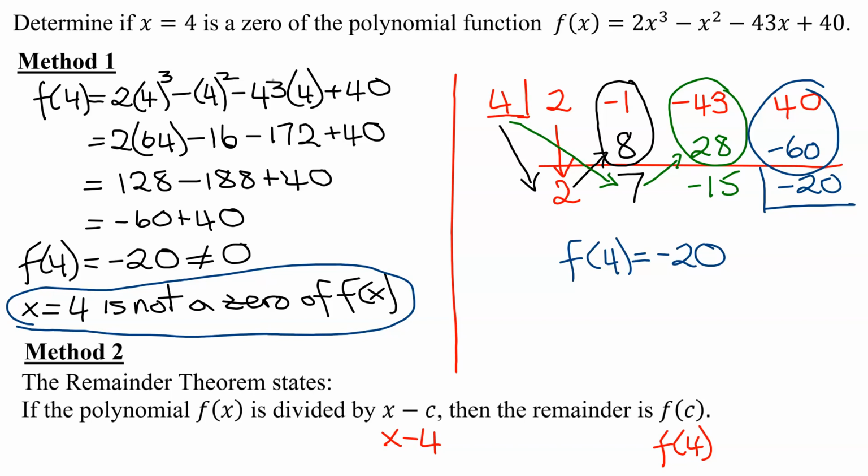The one bonus of using this method here is if 4 had been a 0 and I'd have got a 0 remainder, my quotient here would be a great help in solving the equation.